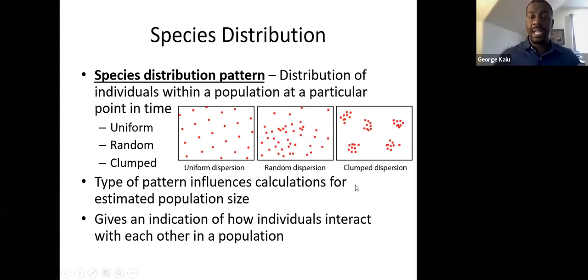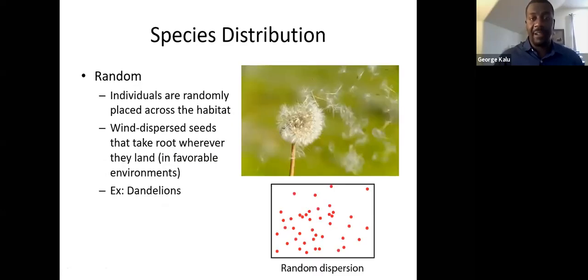Depending on the pattern that we're looking at, those are going to influence the calculations that population ecologists are going to use to help estimate their population size. We're not going to worry about that for the sake of our class, but if you were taking a population ecology class, these would be some things that you would have to take into consideration. And these also give an indication of how those organisms interact with one another inside their populations. So we're going to start by taking a look at random dispersions.